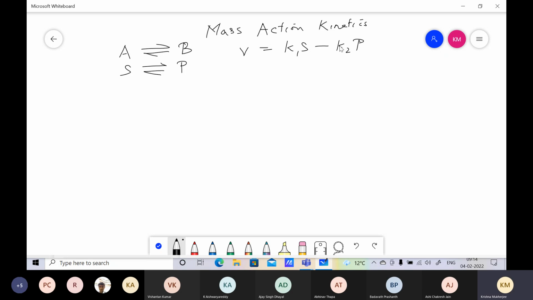Some response, some questions. I defined rho as VR by VF, V reverse by V forward. Now, what is the elasticity of, let us say, V by S? Please, some comment. What is V by S?